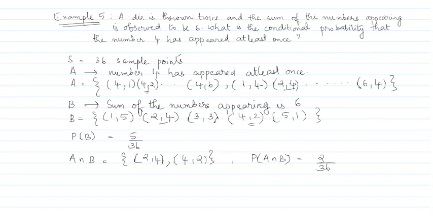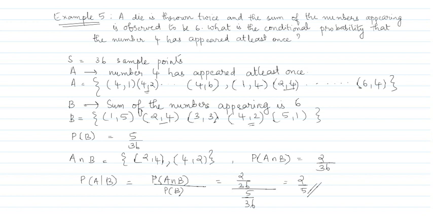Now, what's the conditional probability of A given that B has occurred? It is P of A intersection B by P of B, which is 2 upon 36 divided by 5 upon 36, which would give me 2 by 5.